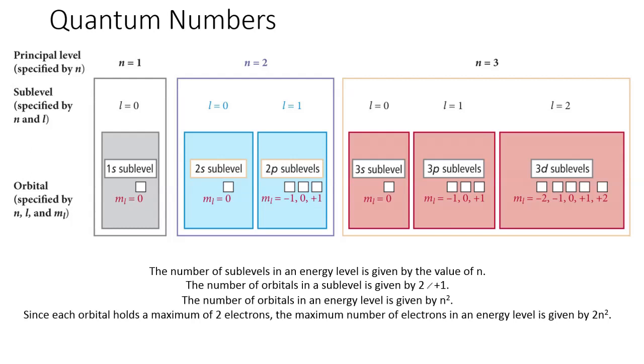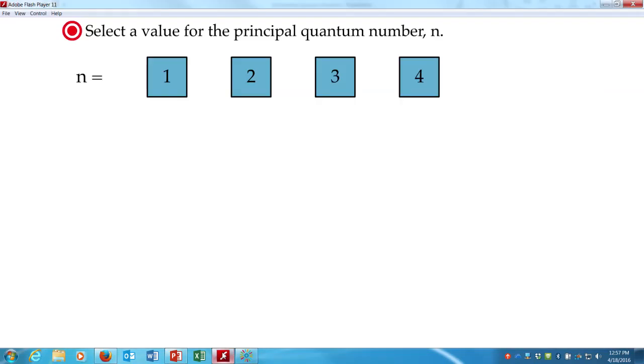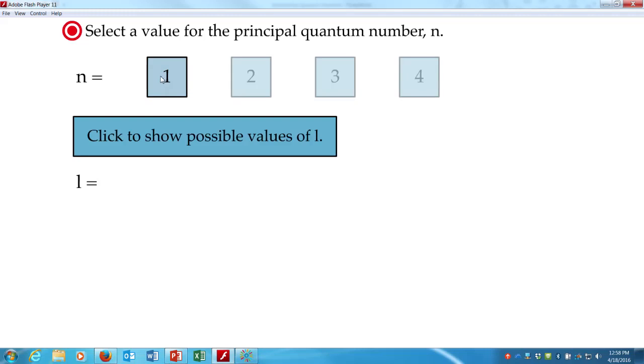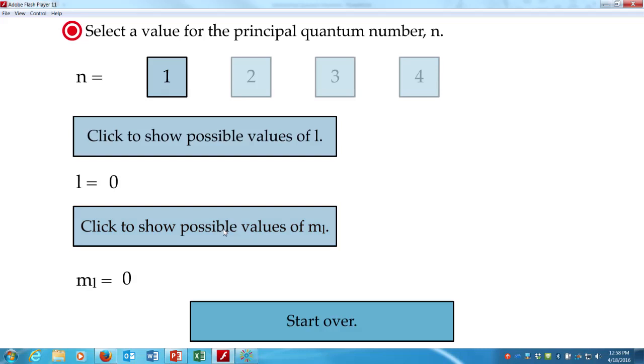If you're still not convinced, let's try to look at another representation. Here's a simulation where we can select the particular value of n and then see all possible quantum numbers thereafter. Let's start simple with n equals 1. Let's now look at all possible values for L if n equals 1. As we've already seen, that is only L equals 0. And if we then want to see all possible values for m sub L, with an L equals 0, we can click again, and we notice m sub L can only be 0.